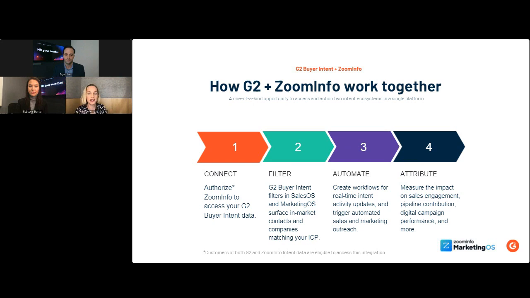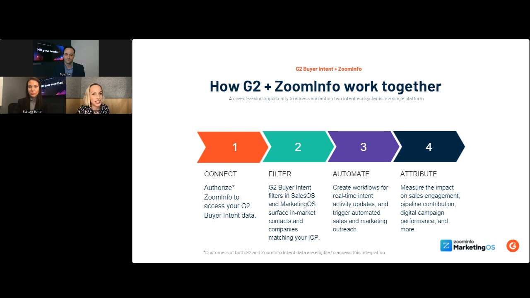So I think that's a nice segue to how do G2 and ZoomInfo work together. With our integration, you can actually use both in Marketing OS and Sales OS G2 buyer intent data alongside ZoomInfo intent data. You can really eliminate manual prospecting and think about who is actually in market right now and provide a much more relevant, tailored experience in your marketing efforts. You can automate plays and actually tailor content to what you know about them based on what categories are they searching on G2. Are they comparing me to other companies? And where are they in their buying experience?